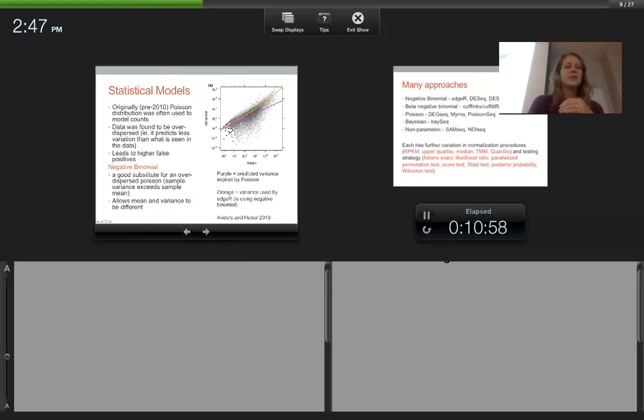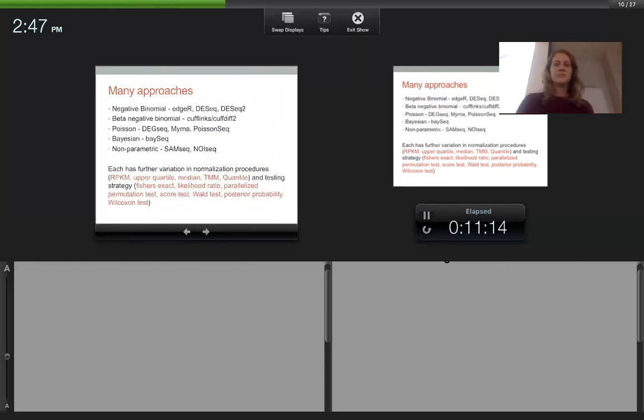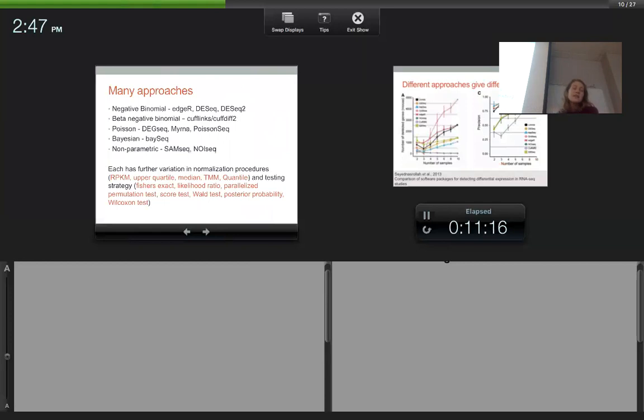And this is just an example from one of the first papers to propose this, where the purple was the variation implied by Poisson, and the orange is what they were actually seeing, which deviates significantly at high levels of expression. That's the approach we'll see in this class with DE-seq2. However, there are a lot of other approaches.